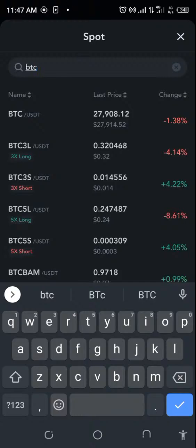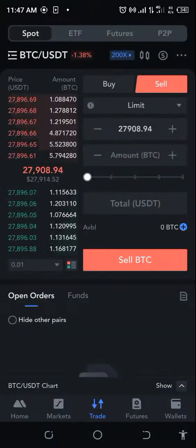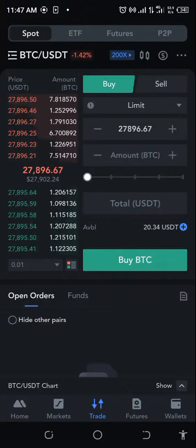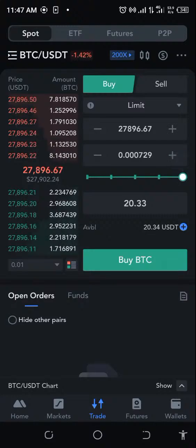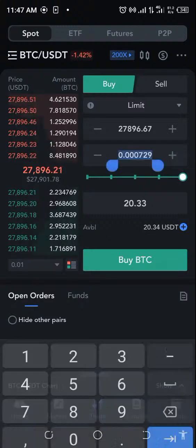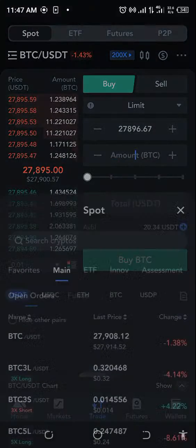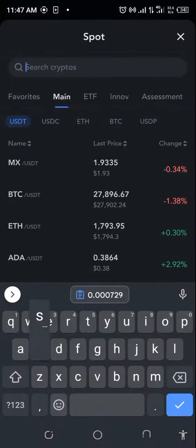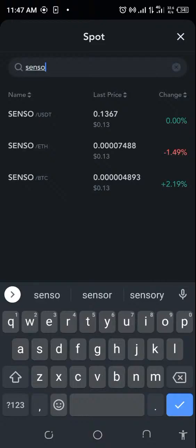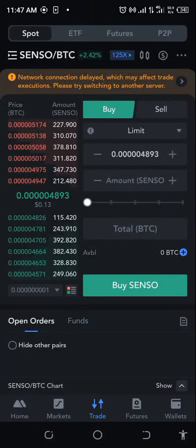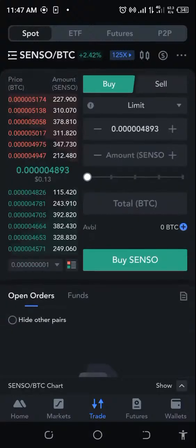Okay, so we're choosing our BTC. Let's buy and see what it is. Let's just pick that up, okay? It didn't pick up everything, but at least. So now let's go to Senso BTC, right? Senso BTC, okay? And we're gonna buy that. Just buy the BTC.